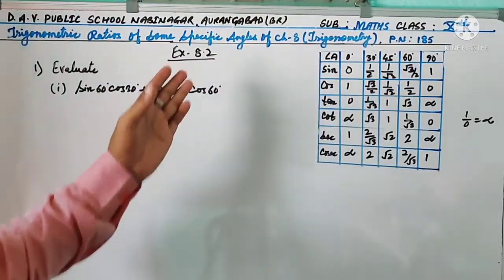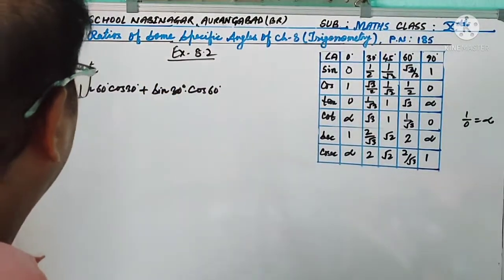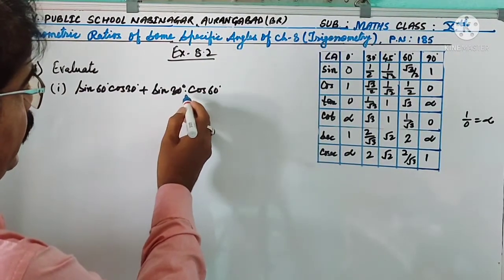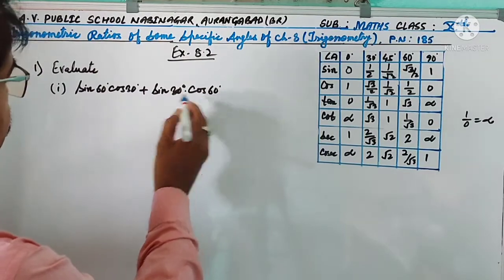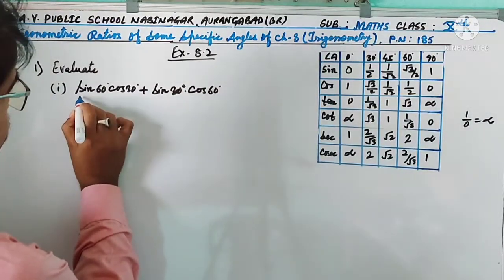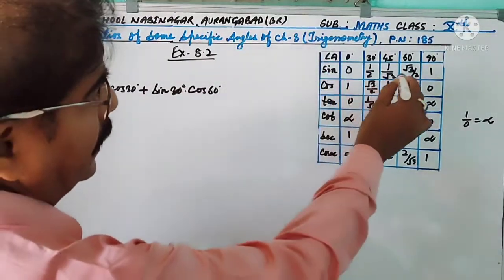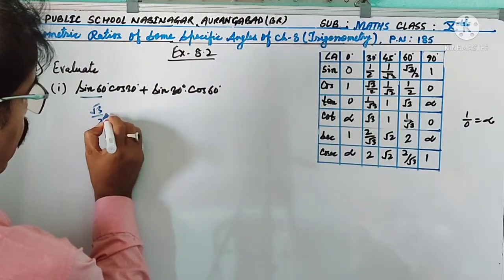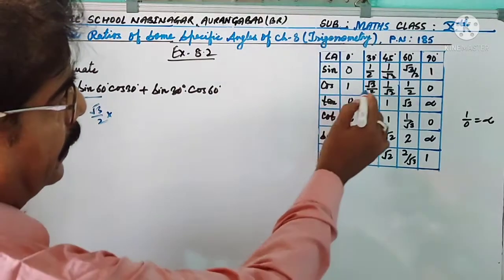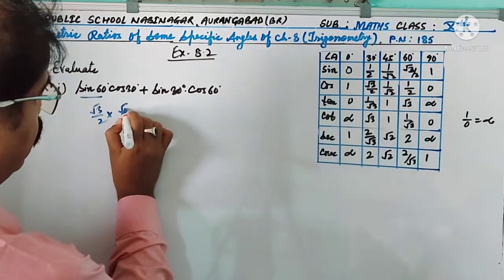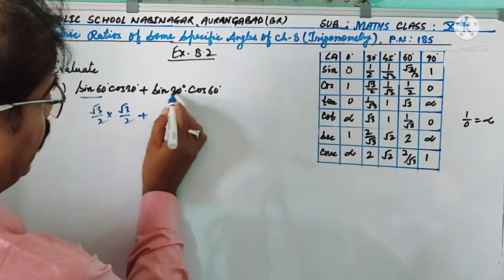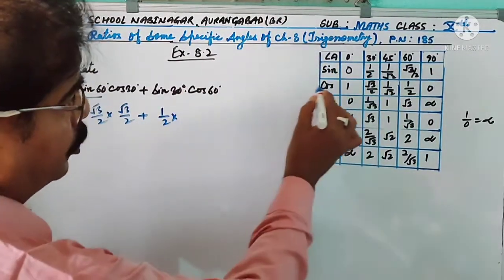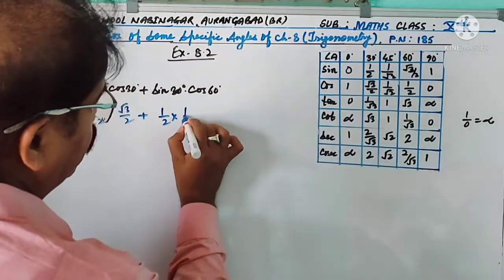Your first question of exercise 8.2 is sine 60 degree into cos 30 degree plus sine 30 degree into cos 60 degree. Dear friends, sine 60 is root 3 by 2, into cos 30, root 3 by 2, plus sine 30, 1 by 2, and cos 60, 1 by 2.